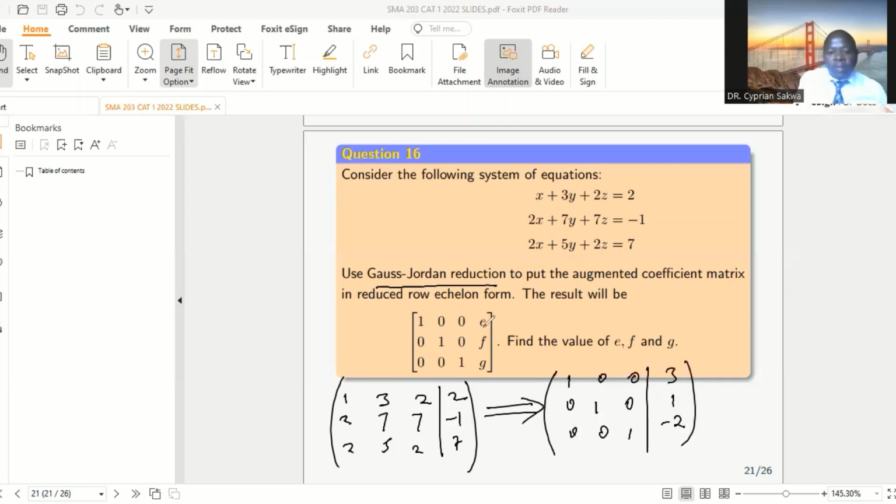So what is the question? The question wants us to find EFG. EFG, that is 2, negative 2, 1, negative 2, 2, 1, negative 2. And of course, these are the values of x, y, and z. Let's look at the next question.